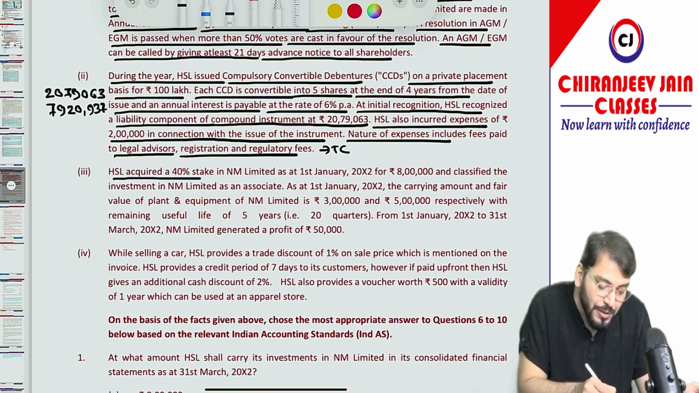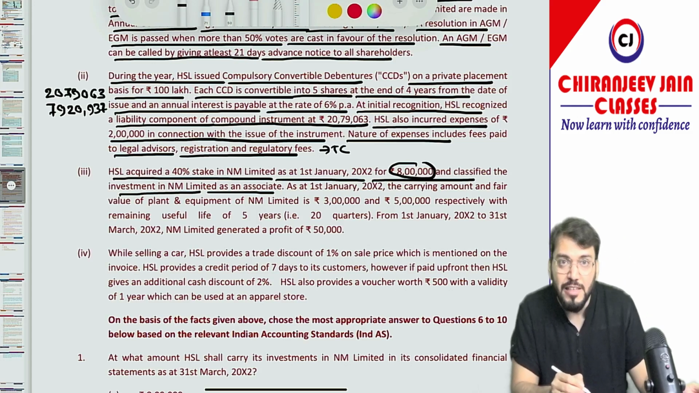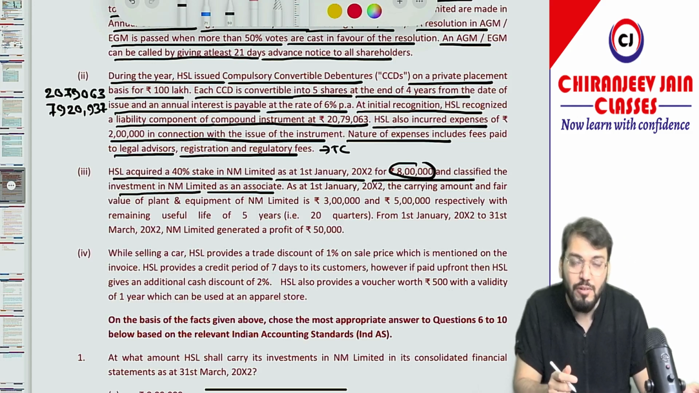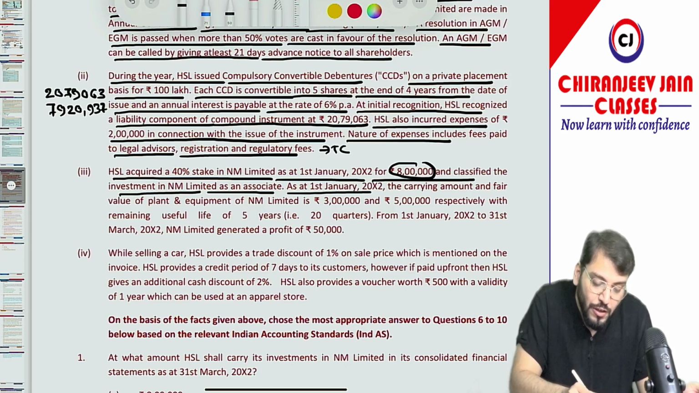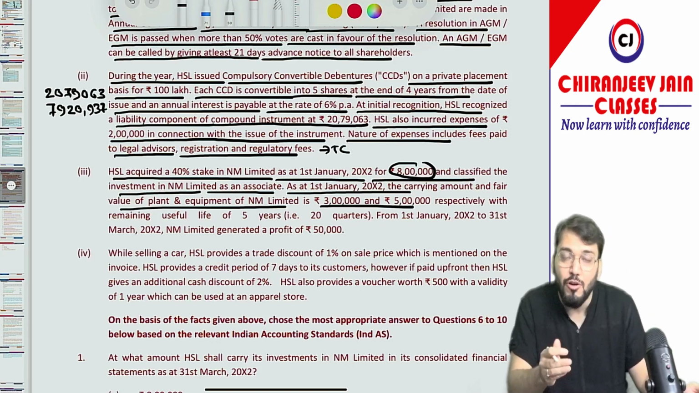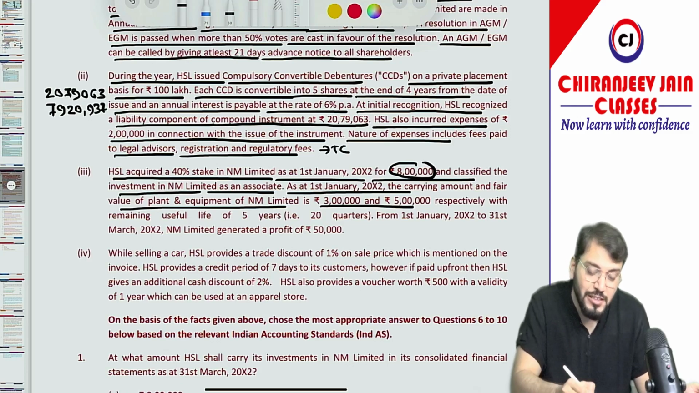HSL acquired a 40% stake in NM Limited as at 1st Jan 2002 for rupees 8 lakh and classified the investment in NM Limited as an associate. So of course 8 lakh is the cost price and the equity method of accounting will be applicable as per Ind AS 28. As on 1st Jan 2002, the carrying amount and the fair value of plant and equipment of NM Limited is 3 lakh and 5 lakh. So you can see the carrying amount is 3 lakh and the fair value on the date when the investee becomes an associate is 5 lakh.